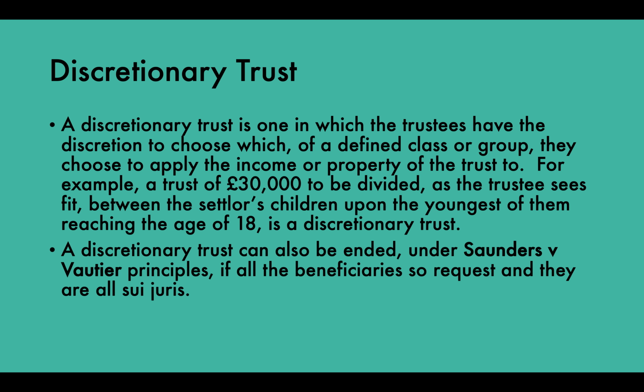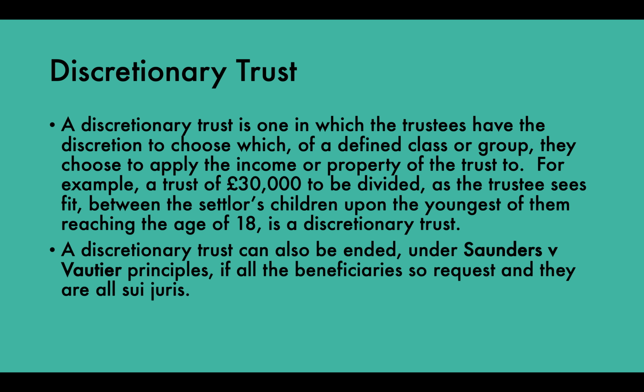So a discretionary trust gives some discretion to the trustees as to the manner in which the property is to be distributed, and also to the people to whom the property is to be distributed. So for example, suppose a situation in which a settlor has 3 adult children and wishes to require that the trustees use as much of the fund of money as they may think appropriate to help whichever one of the children earns the least money in any given calendar year. So the trustee's role here is more complicated as he'll have to exercise some discretion. A discretionary trust can also be ended under the Saunders and Vautier principles if all the beneficiaries so request, and they are all sui juris.